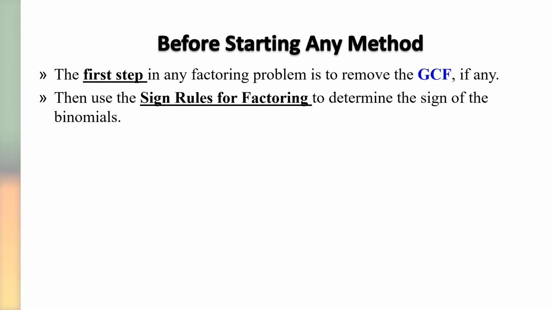Now, one thing you should know before starting any method, the first thing you should do when you're factoring a trinomial is to make sure that there is no GCF among the terms. If there is, you have to take the GCF out first. Okay? After you do that, then you're going to go ahead and use your sign rules for factoring to determine the sign within the binomials as well as the numbers.